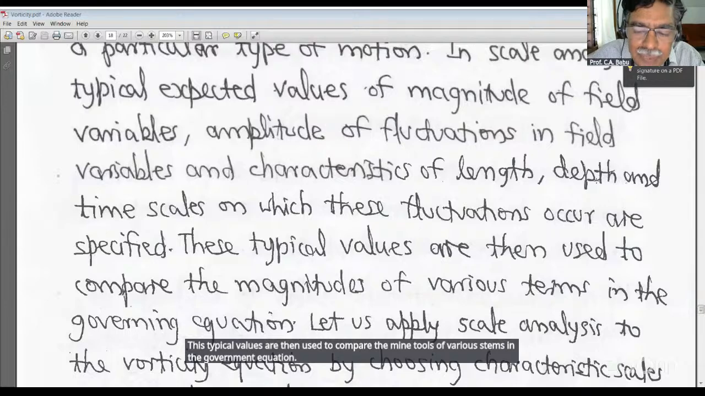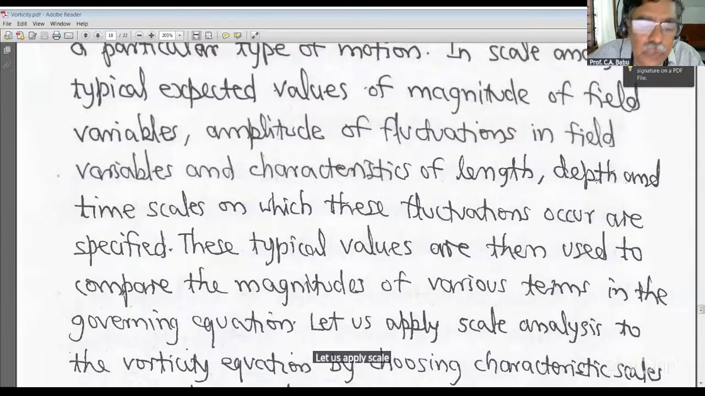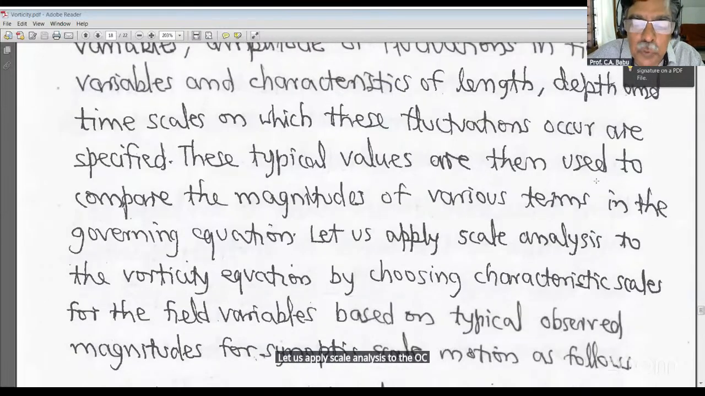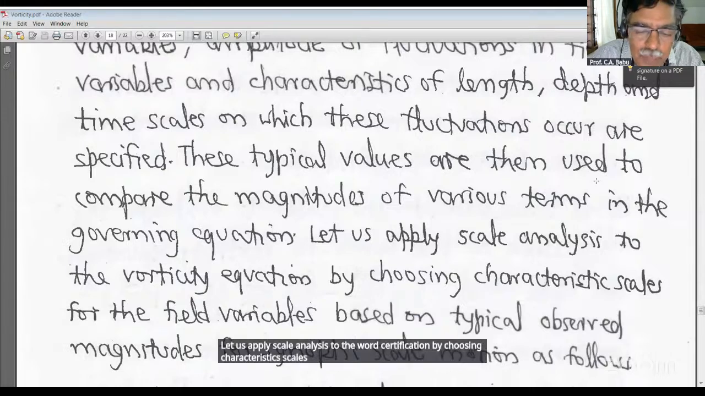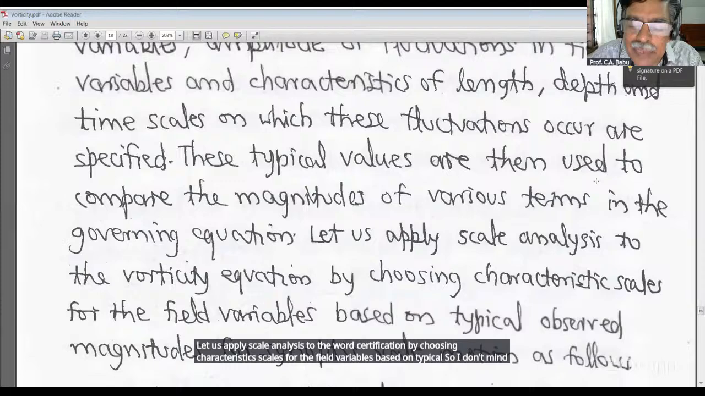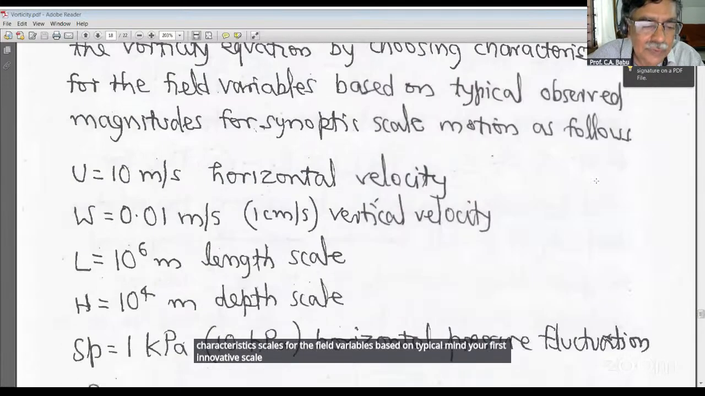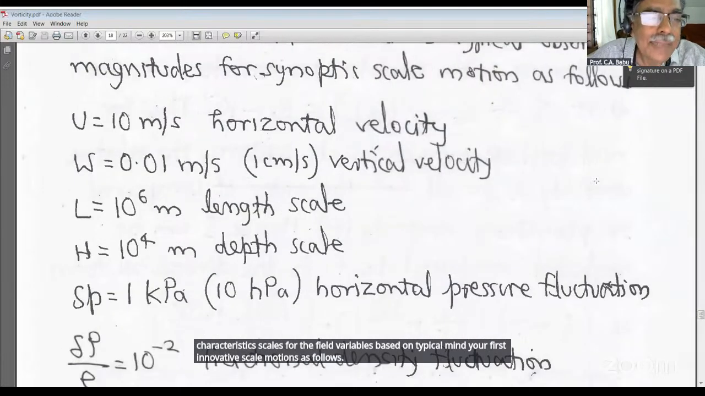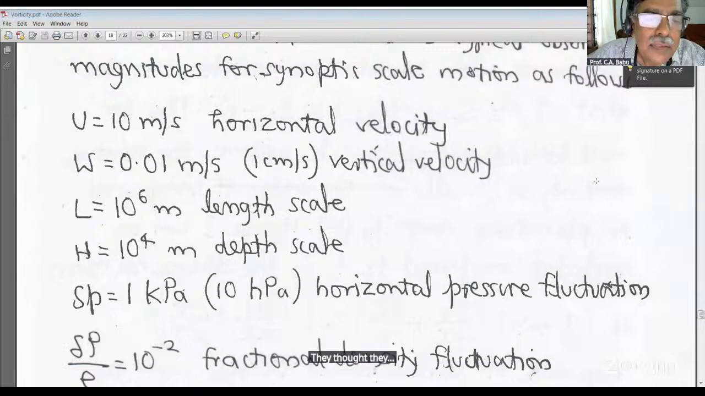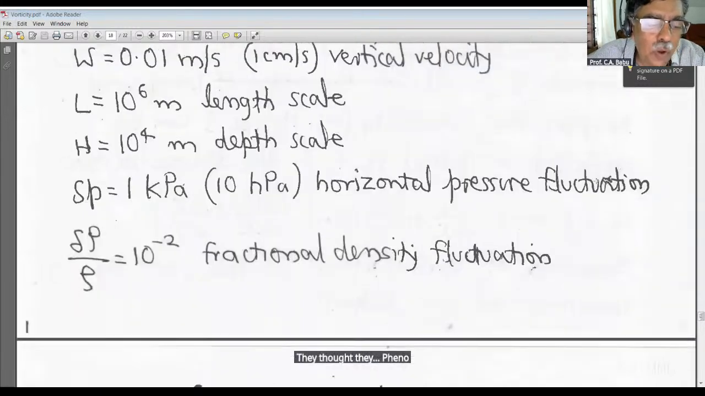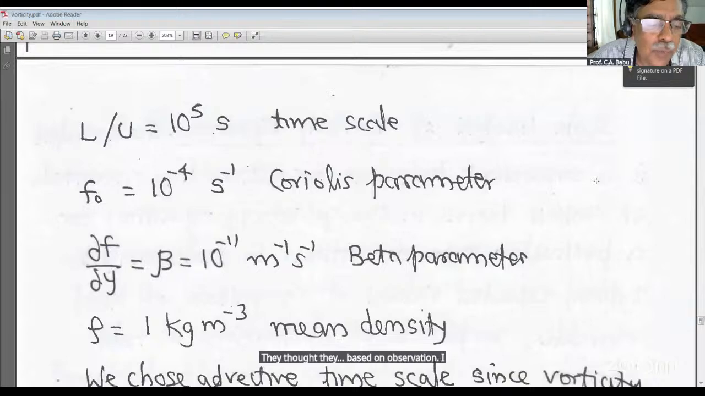Let us apply scale analysis to the vorticity equation by choosing characteristic scales for the field variables based on typical observed magnitudes for synoptic scale motions as follows. These are based on synoptic observation. I think I need not explain further.